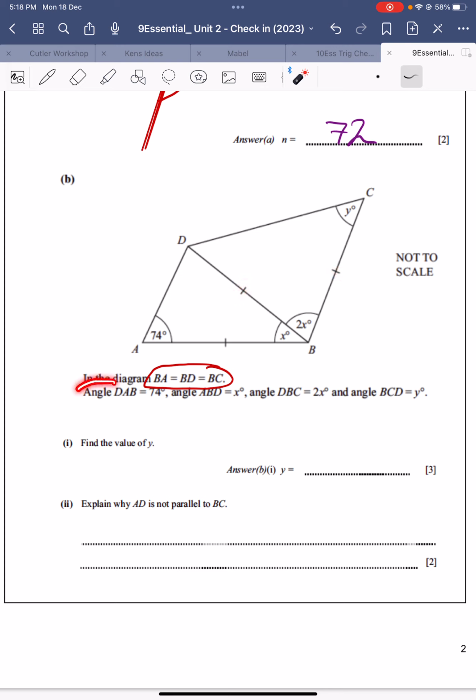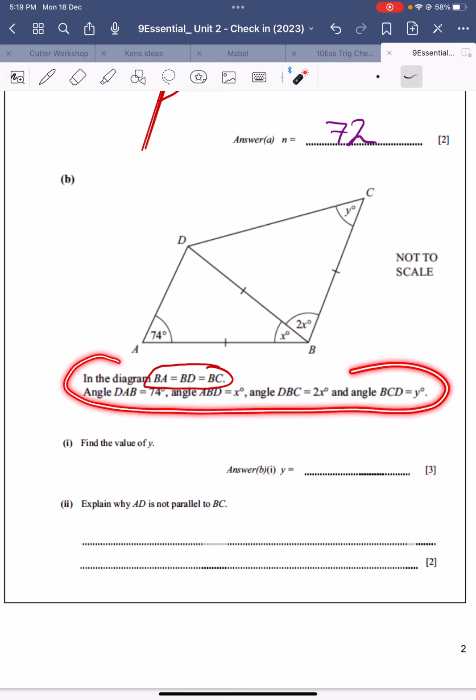If they're isosceles triangles, we know the base angles are equal. Let's see now if we've got DAB is 74. DAB 74 is here, yep. ABD is X. A to B to D is X, yep, that's marked on. DBC is 2X, yep. And BCD is Y, yep, great. So all of this information is already marked on the diagram, so that's great.